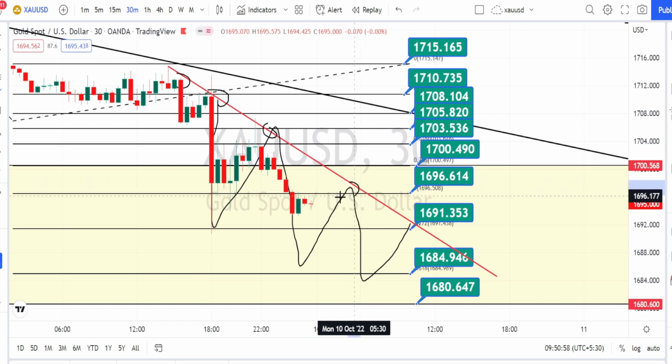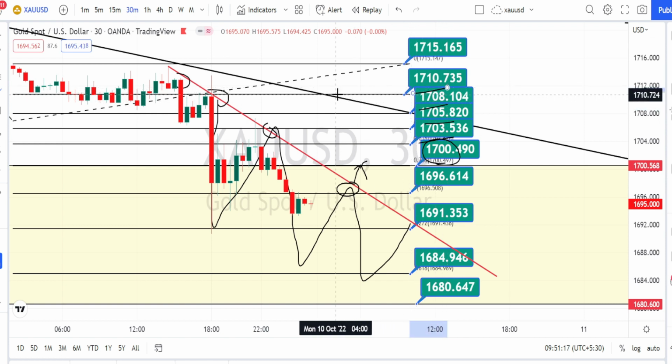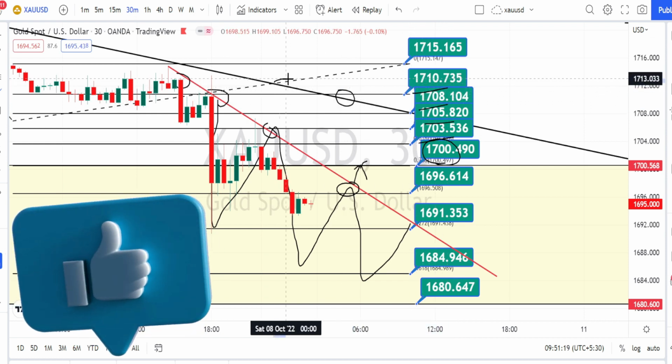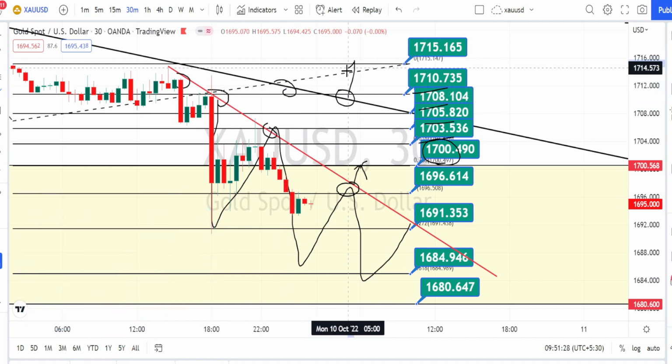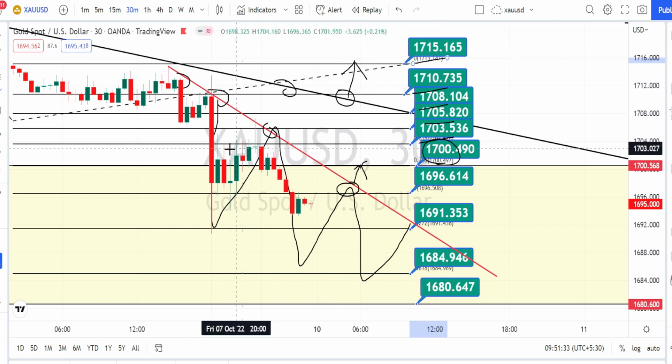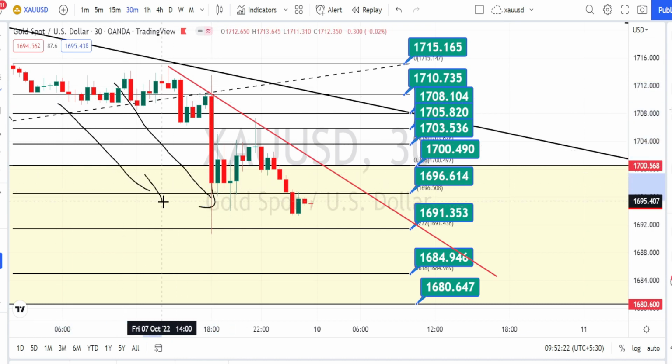Once this resistance line is broken, we can expect it to take resistance on the higher time frame resistance level of 1700, and if the price action breaks this resistance level, next level of resistance is going to be around 1703, 1705, 1708 and 1710. Here we have also the resistance line from the 4 hours time frame, and only when the price action breaks this resistance level, we can expect it to test the next level of resistance, which is going to be around 1715. And overall trend of the price action from the higher time frame is on a bearish trend for now.